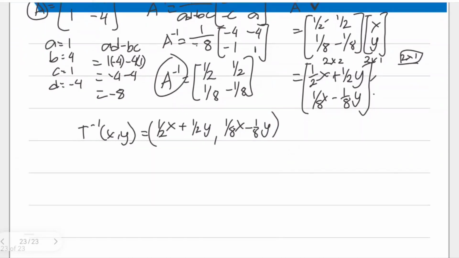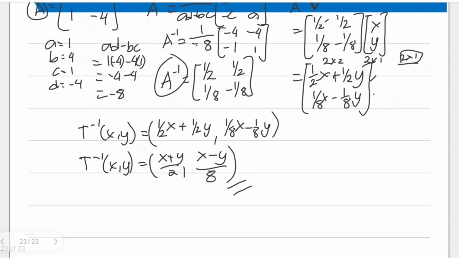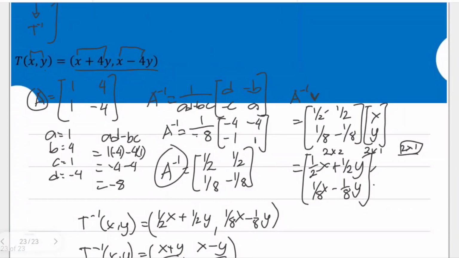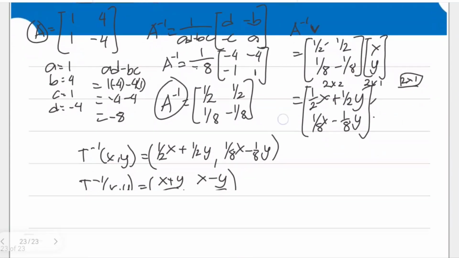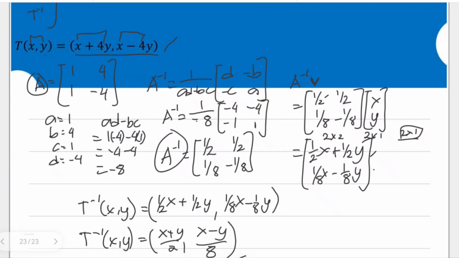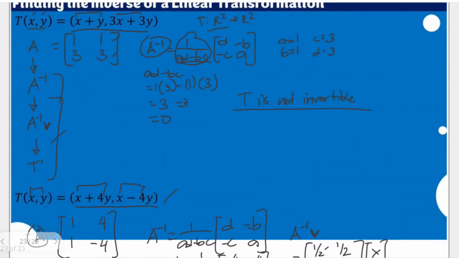Factoring out 1/2, you have the inverse of the linear transformation T being (x plus y) over 2 and (x minus y) over, not 4, over 8. This is the inverse of the linear transformation T described as this. Okay, we see that one has an inverse but the other is not invertible.